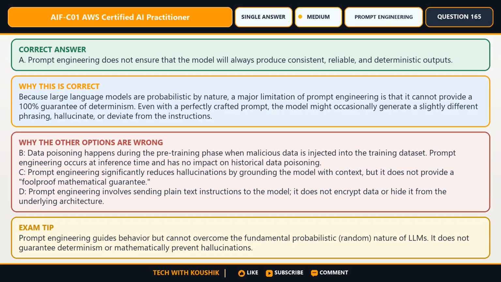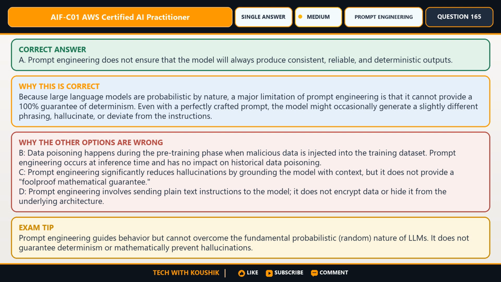The option that satisfies the complete requirement is A. Prompt engineering does not ensure that the model will always produce consistent, reliable, and deterministic outputs. The requirement to solution matches because large language models are probabilistic by nature. A major limitation of prompt engineering is that it cannot provide a 100% guarantee of determinism. Even with a perfectly crafted prompt, the model might occasionally generate a slightly different phrasing, hallucinate, or deviate from the instructions. Now eliminate the distractors.